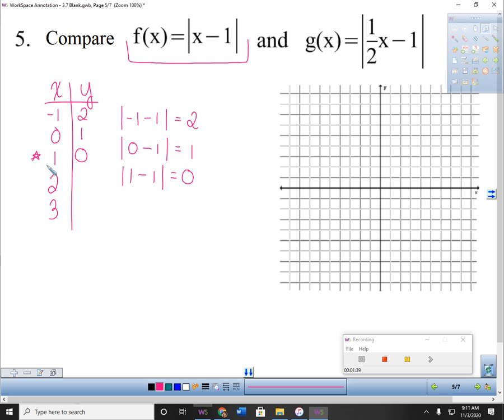Now, if I'm correct, this next one should be what? 1. So let's see if we're right. So we have 2 minus 1. That would be 1, and the absolute value of 1 is 1. Was I correct? Yes, which means the next one will be 2. So let's go ahead and plot those points. Negative 1, 2, 0, 1, 1, 0, 2, 1, and 3, 2. And then draw that in.